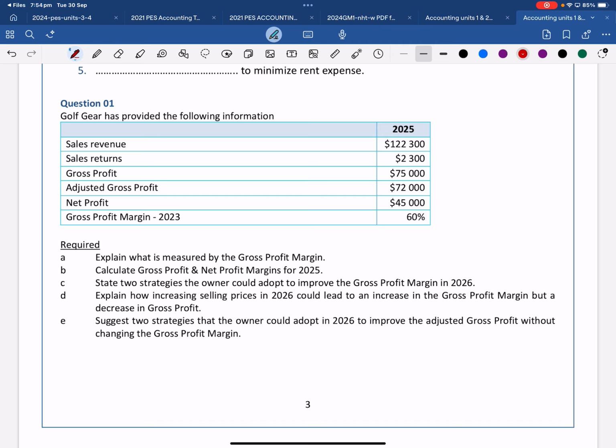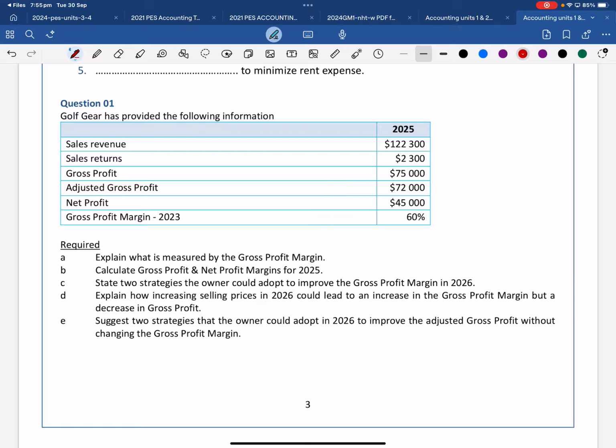Then if you calculate the gross profit margin, 100 divided by 5,000... no, calculation mistake. 50 times 10 is 500 actually. So 100 divided by 500, which is 20%.